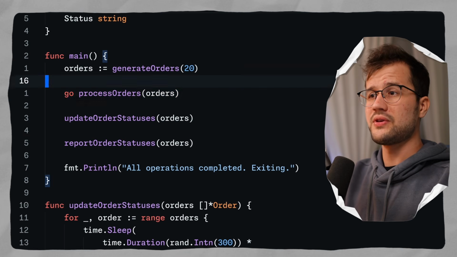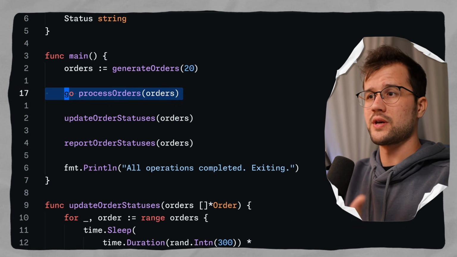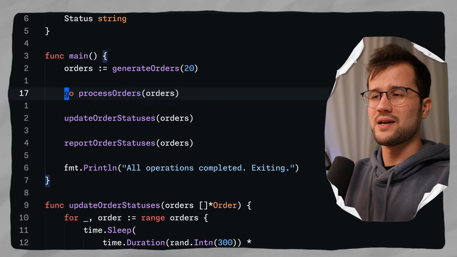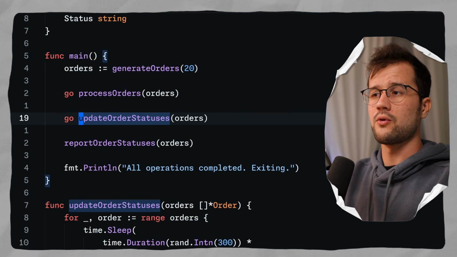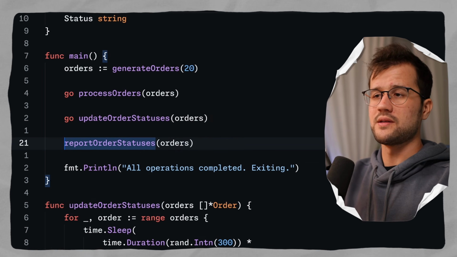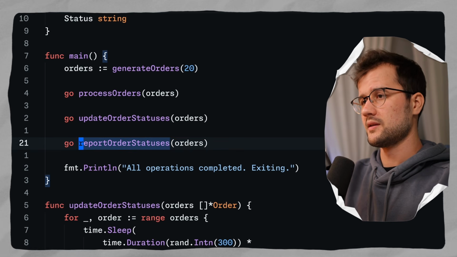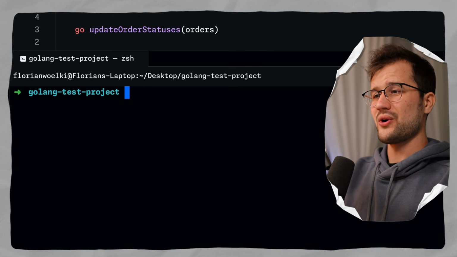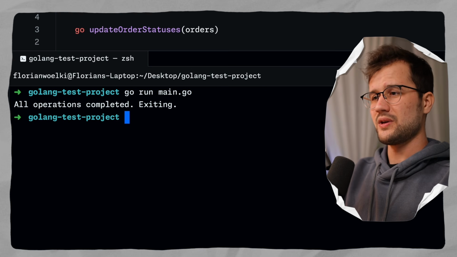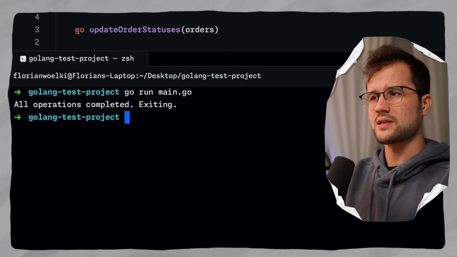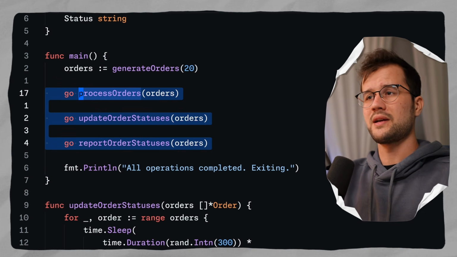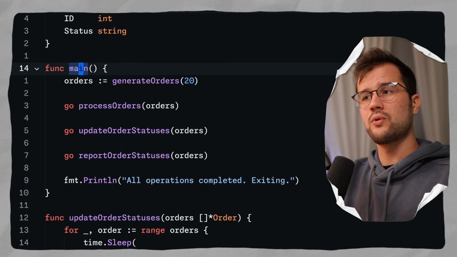Now it's really important to know that this Goroutine here, which we spawn with this go keyword, now runs concurrently with the main function. Now what this means is we can obviously apply this to our update order statuses as well, and we can apply this to our report order statuses as well, right? And now we have 3 Goroutines. Now what is really important to know, if we now run this code here, we don't see anything, right? No orders are processed, no status is updated whatsoever. And the whole reason for that is because we spawn these 3 Goroutines in the background, and the main function obviously proceeds with its execution.